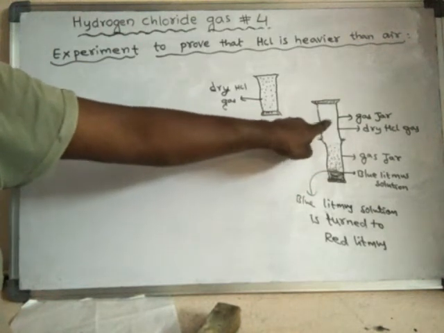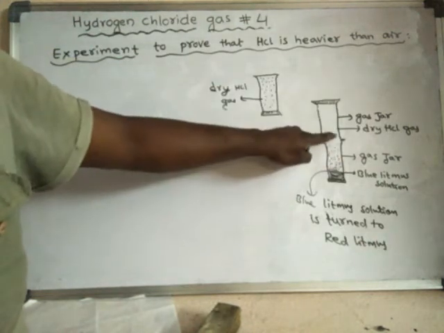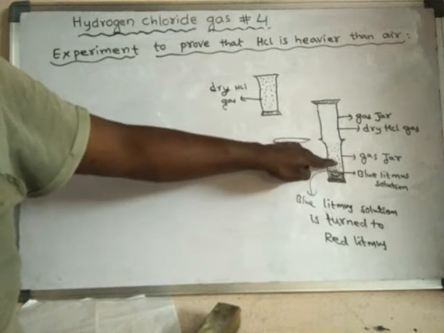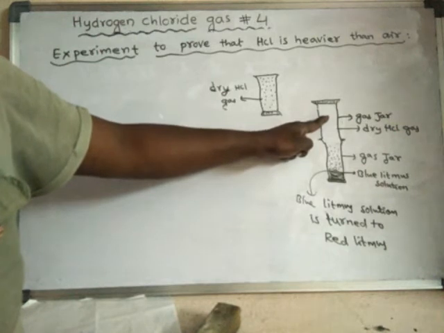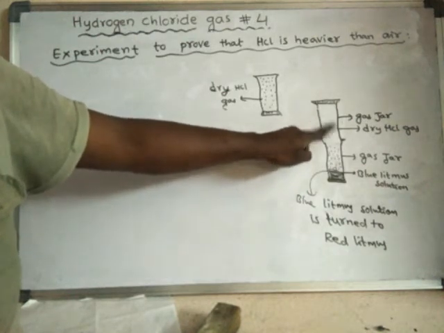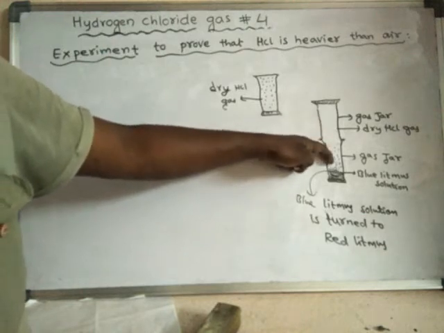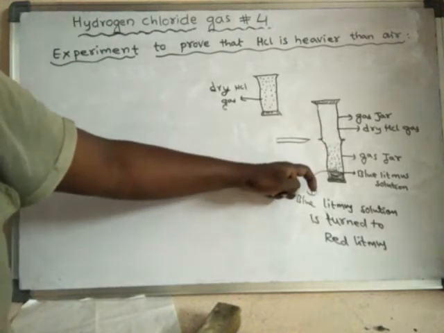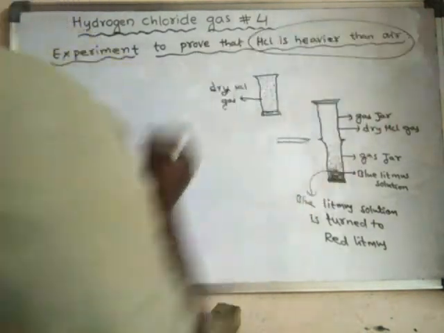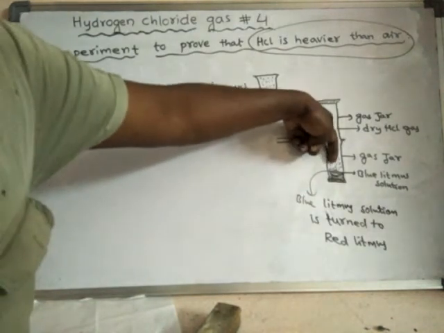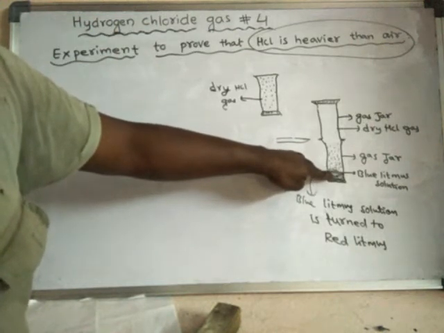Slowly what happens, because of its heavier weight, it will sink. Dry HCl gas will sink, and here actually air should be present, so that air is displaced upward into this jar, and the dry HCl gas will settle at the bottom. Why is it happening so? Because dry HCl gas is heavier. HCl is heavier than air. As HCl is heavier than air, it will sink, and now this HCl gas will come into contact with the blue litmus solution.